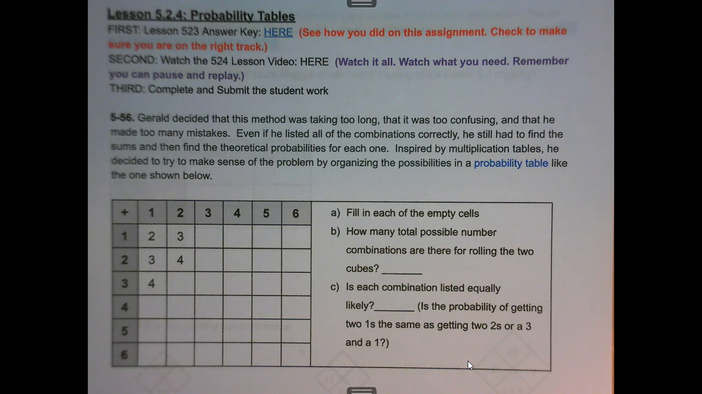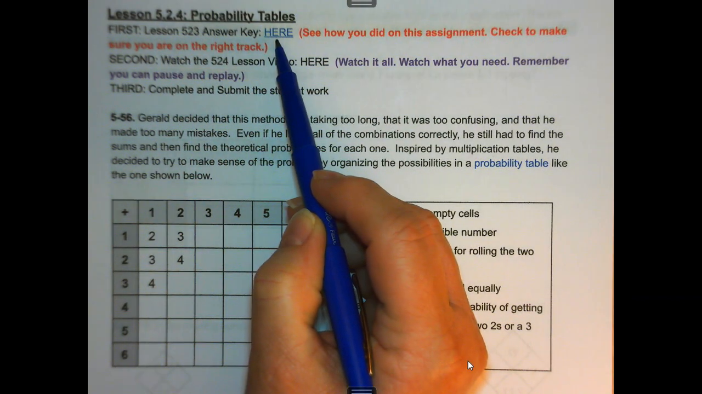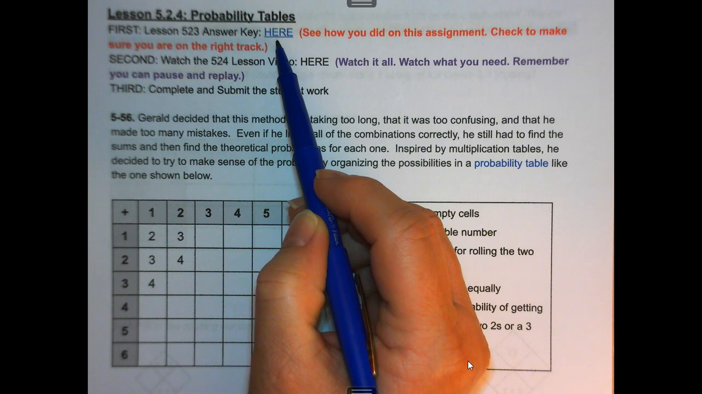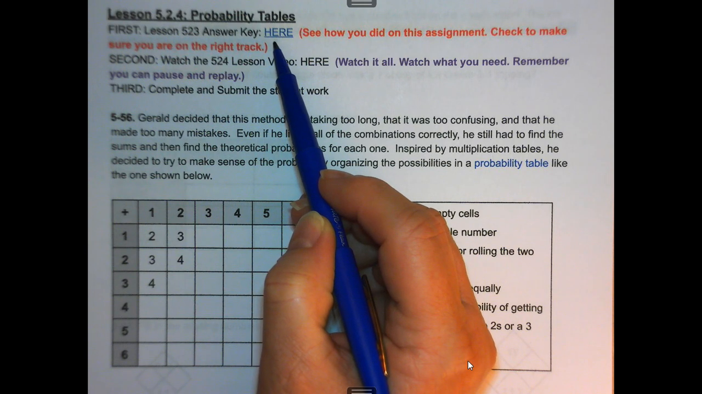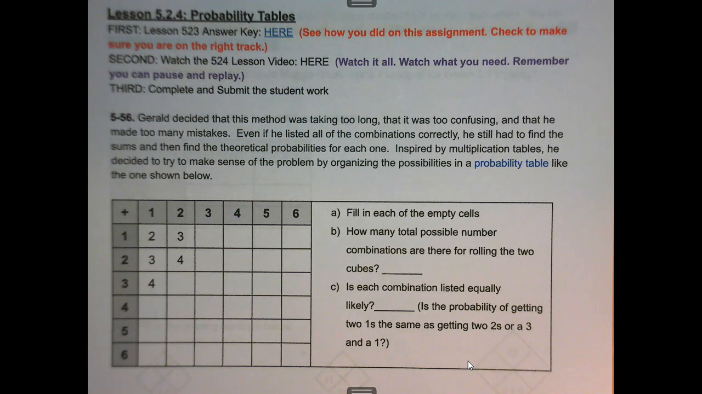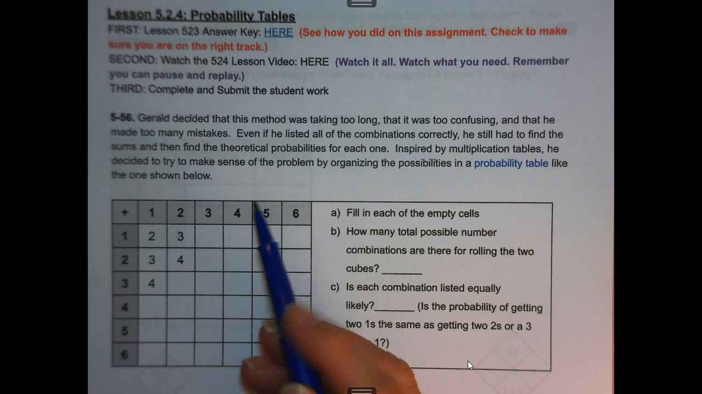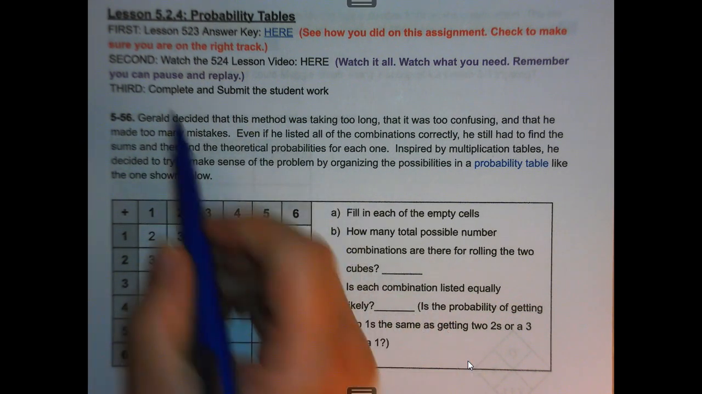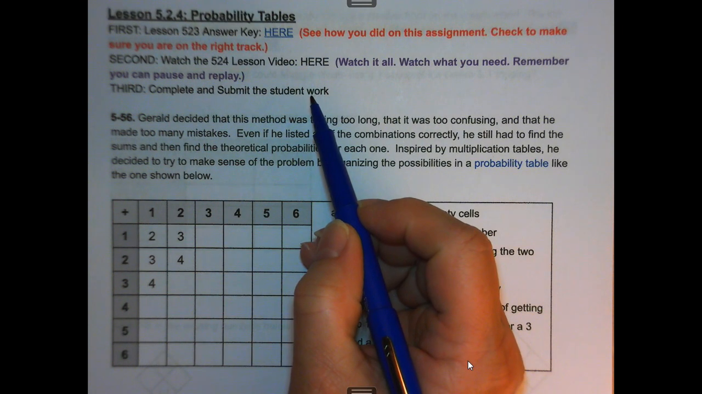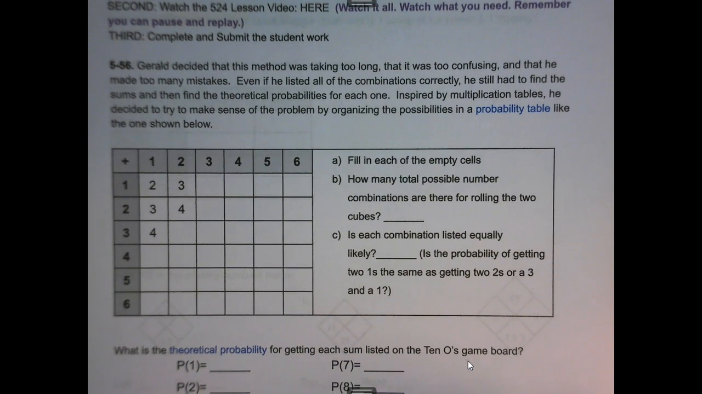All right, looking at lesson 524, probability tables. You will notice at the top here there is an answer key to check your 523 work if you'd like to see how accurate and precise you are. I had a little technical difficulties with the video program last time, so I wanted to make sure you could do a quick check-in if you wanted to. We are working on the lesson 524 video here, and again, watch it all, watch what you need. Remember to pause and replay as needed.